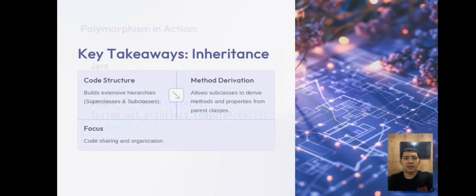So for another slide, key takeaways: inheritance. Code structure: inheritance builds extensive hierarchies consisting of superclasses and subclasses. The second one is method derivation: subclasses derive methods and properties from the parent class, allowing for code reuse. The third one is focus: the main goal of inheritance is code sharing and organization, reducing redundancy.